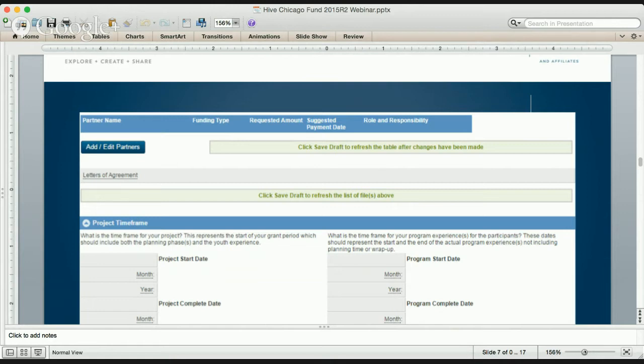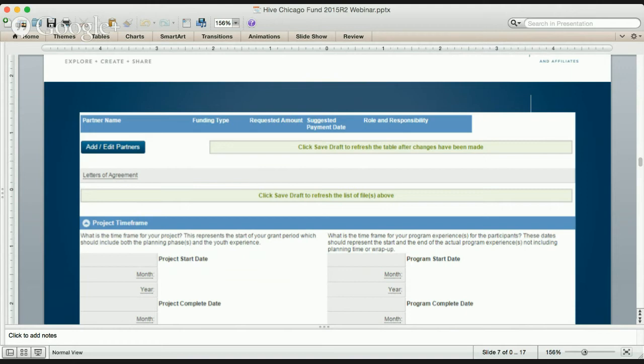Again, the differences between the funding types: funded means you're actually requesting money, you're getting a check from the trust. Unfunded means you're getting no money, $0 from the trust or anyone else. And subgranted means you're getting money, but not directly from the trust. You're getting it through the lead partner or the lead organization on the applicant. Any questions on that?